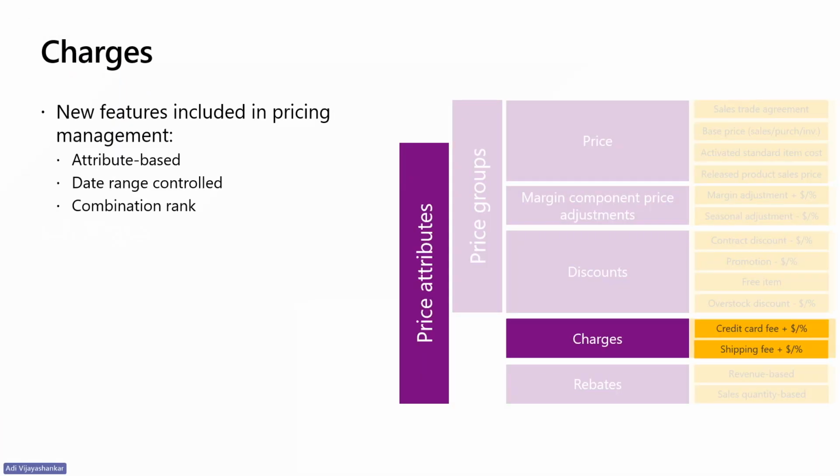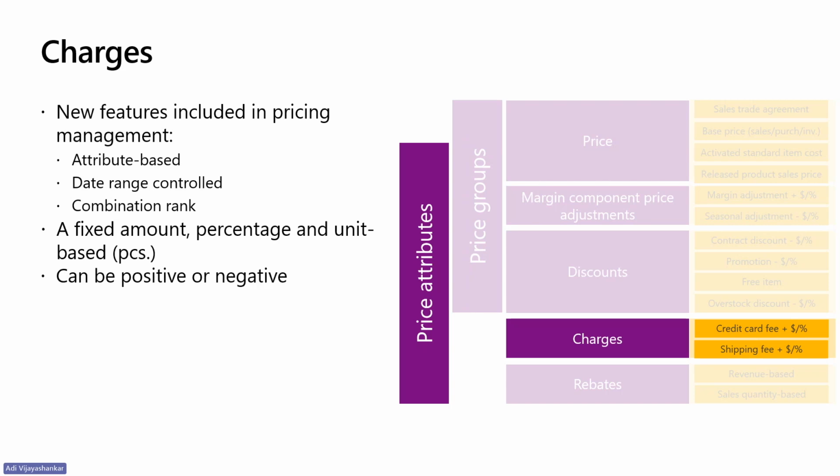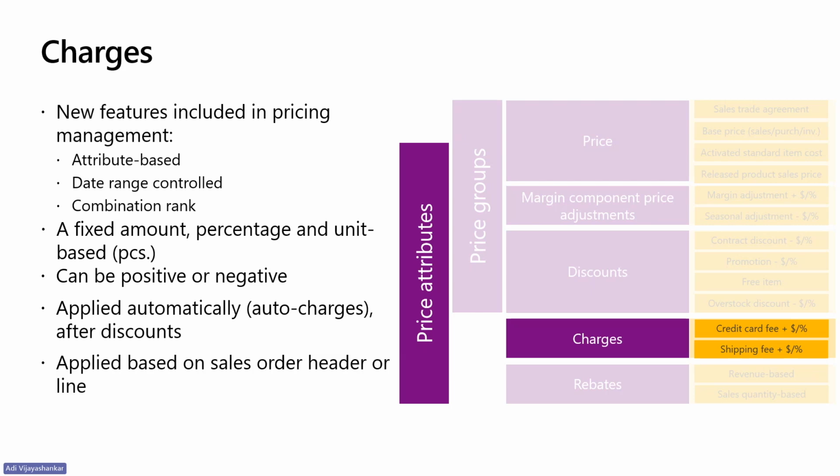The charges capability in unified pricing management builds upon what we have currently available in Dynamics 365 Supply Chain Management and Commerce by introducing attributes from and to dates and combination rank working in conjunction with the predefined pricing structures. Charges can be a fixed amount, percentage, or unit base. They can be positive or negative and configured to automatically apply at the time of the order completion.